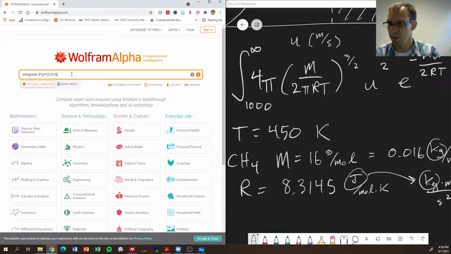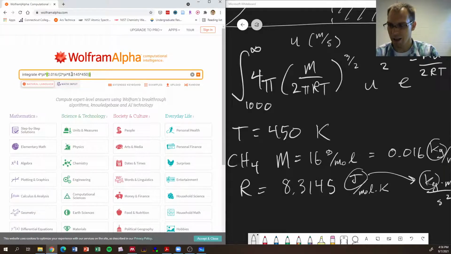0.016 kilograms per mole, divided by, and we make sure to divide by all of this in parentheses, 2 times pi times 8.3145. Wolfram unfortunately doesn't know R if we just put in R. All right, now that's our denominator.